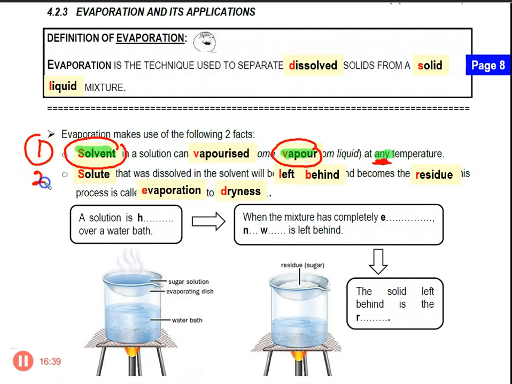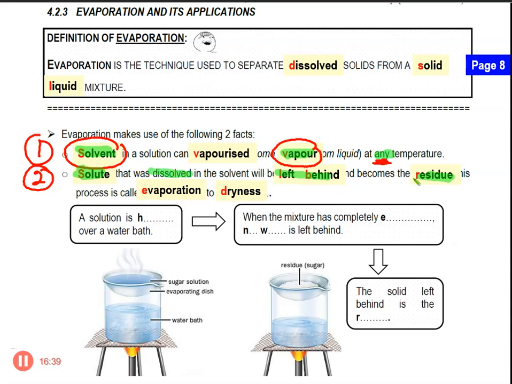The next scenario is that the solute that is dissolved in the solvent must be left behind and become a residue. So there are two scenarios, or evaporation makes use of two facts. When evaporation is used as a separation technique, it is actually using two particular concepts.